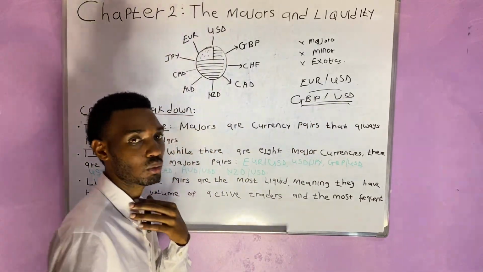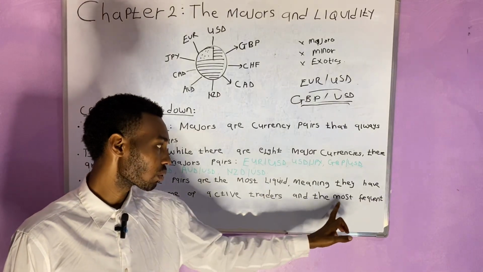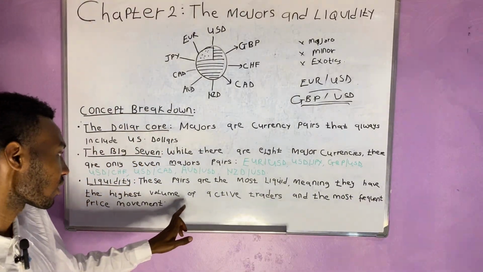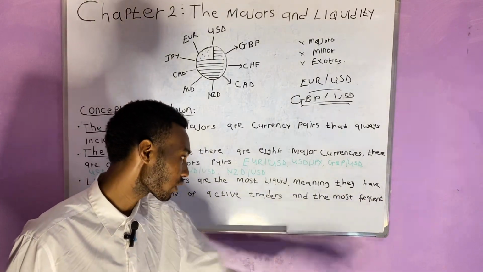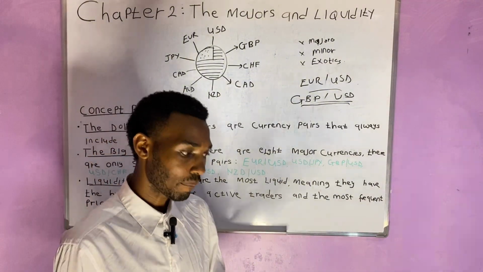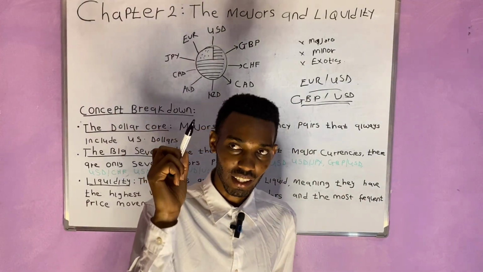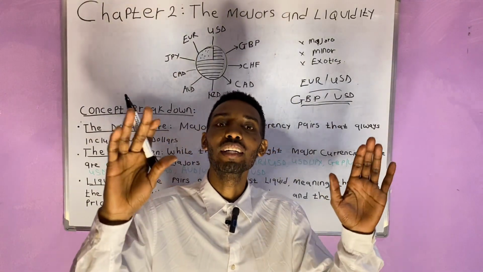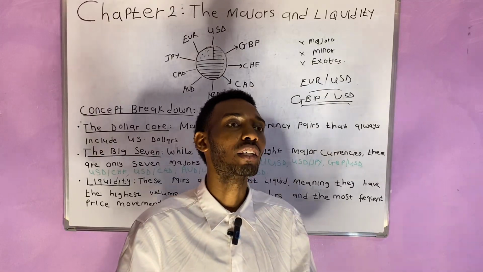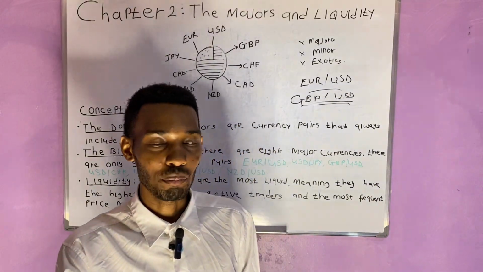Now let us come to the liquidity. These pairs are the most liquid, meaning they have the highest volume of active traders and the most frequent price movement. It means these are the currencies that people like trading most. People like exiting the market, entering the market.